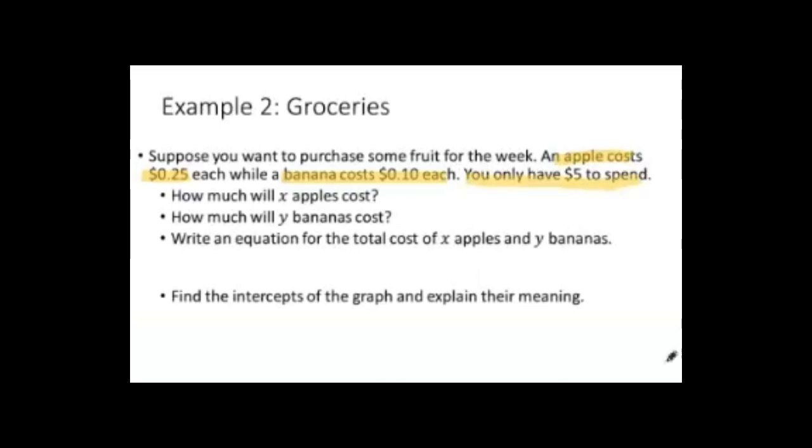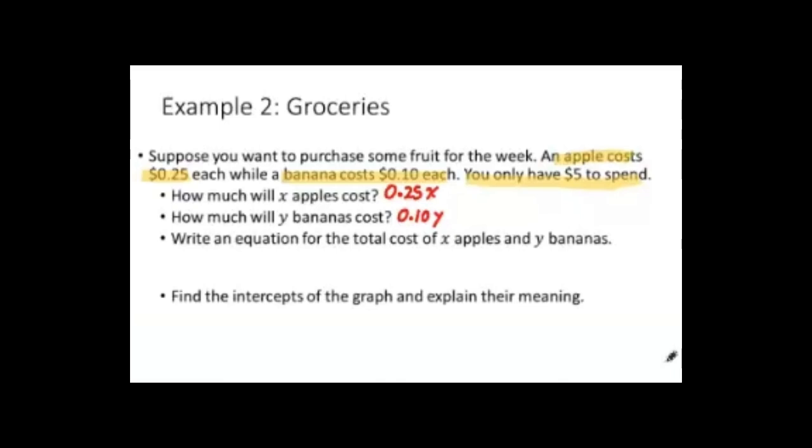First, how much will x apples cost? If I go to the store and I purchase x apples, each apple costs 25 cents. So the cost for x apples would be 0.25 times the number of apples that I'm buying, which is x. So the cost of x apples would be 0.25x. Next, how much will y bananas cost? Well, each banana costs 10 cents, or $0.1. If I buy y bananas, each at 10 cents, the amount of money I would have to spend for y bananas would be 10 cents times the number of bananas y. So I have to spend 0.1y dollars for y bananas.